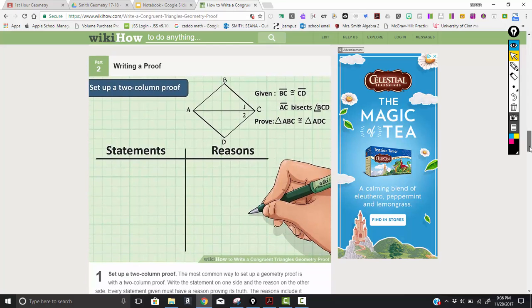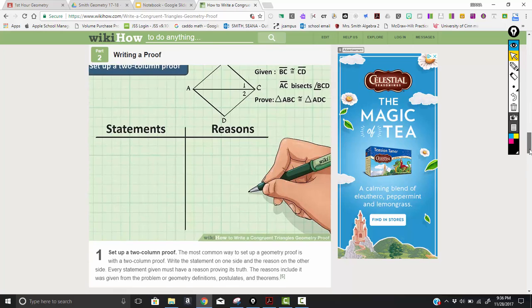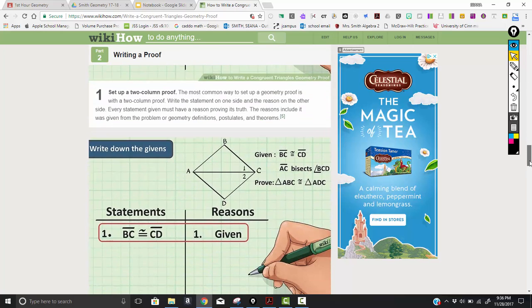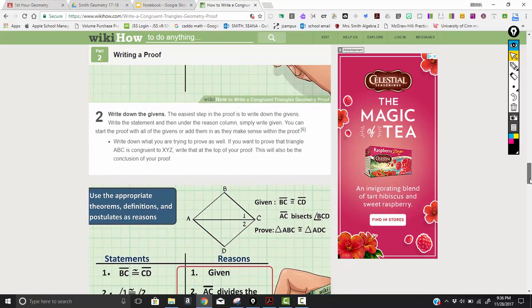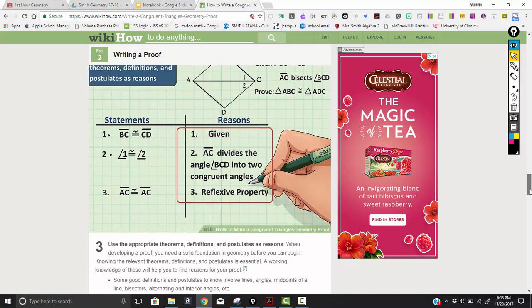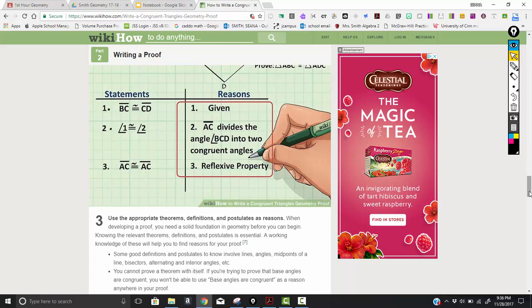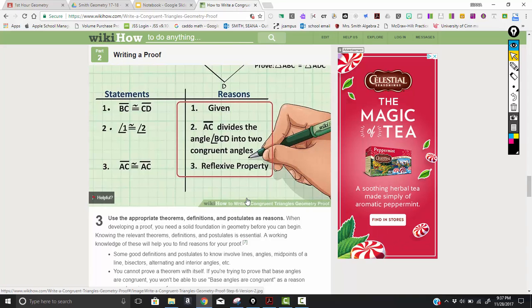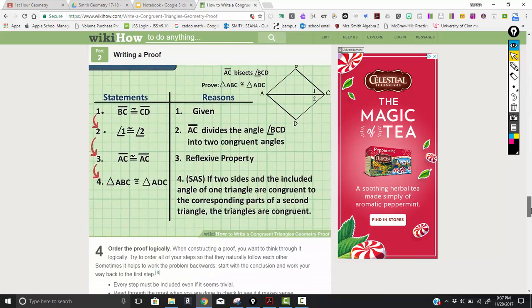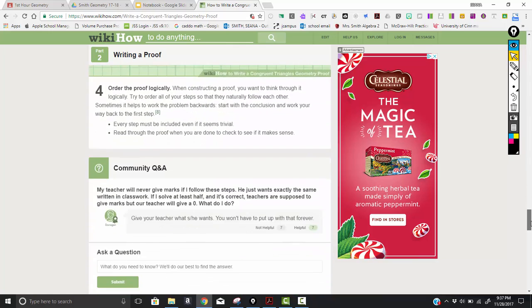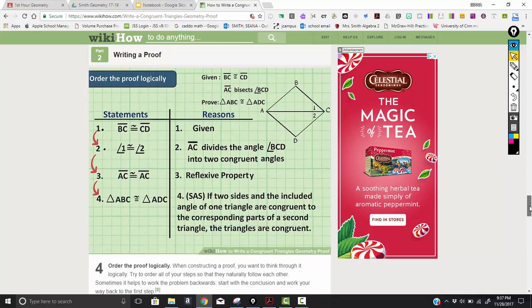And then we get into setting up the 2-column proof. You should be familiar with that by now. Write down the givens. Use the appropriate theorems, definitions, and postulates. Okay, so the given and the last statement are usually the easiest. It's coming up with the stuff in the middle that we're working on. Order the proof logically, and that will get you there.